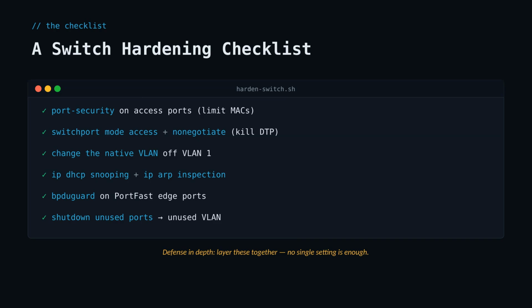The configuration pass you'd run on every access switch before it ever sees production traffic. Lock down access ports with port security and hard set them to access mode with switchport nonegotiate. Move the native VLAN off VLAN 1. Enable DHCP snooping with ARP inspection. Riding on top, drop BPDU guard on your PortFast edges and shut down unused ports into a parking lot VLAN. None of these alone is enough. It's the layering that makes the access layer genuinely hard to attack.